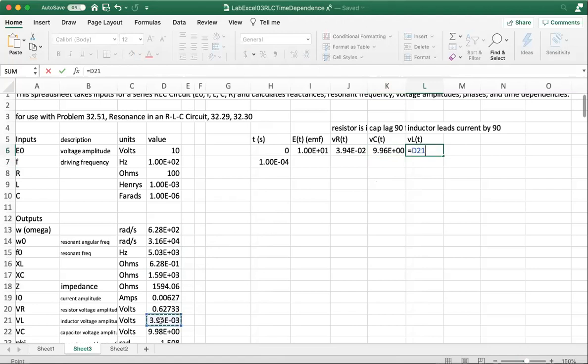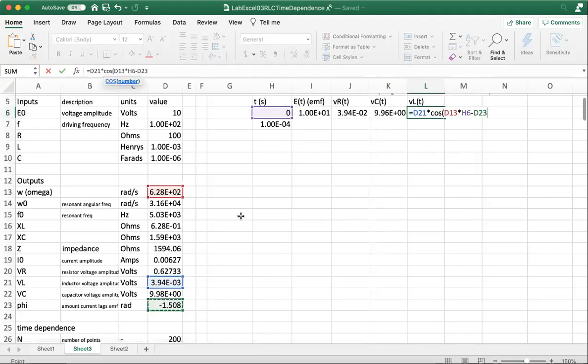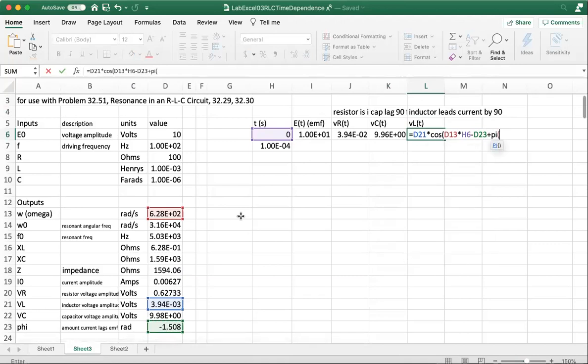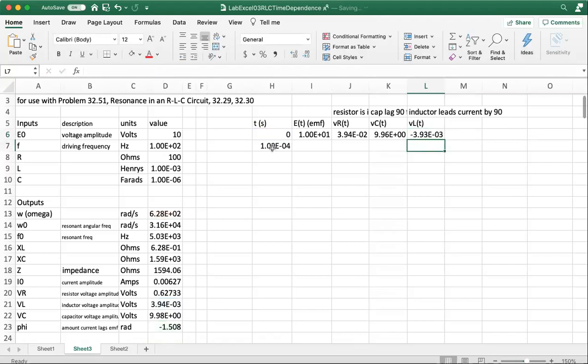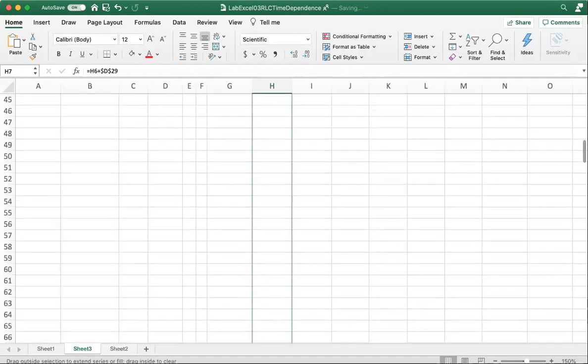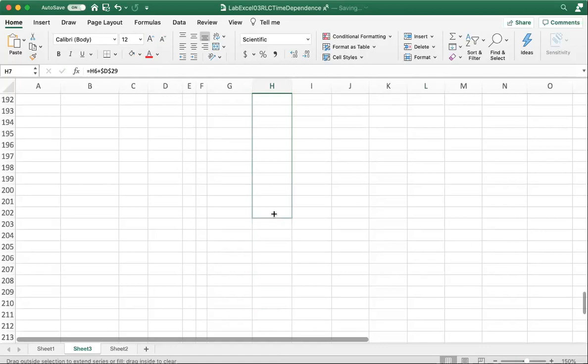Now the inductor should be very similar, except we'll lead by 90 degrees, lead the current. We'll do the voltage amplitude times cosine omega times t, then minus the phase. And then we're going to add pi over 2. And then I'm going to unassign these, and then hopefully we'll be done. And there. All right. So let me drag this time vector down to 200 units or so.